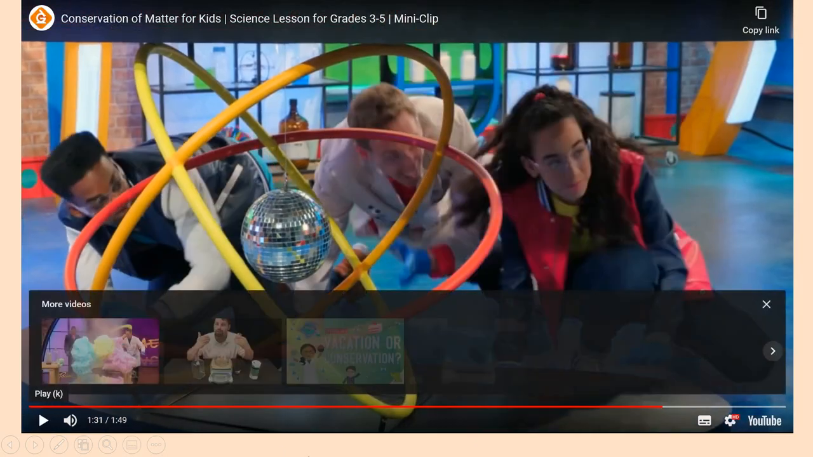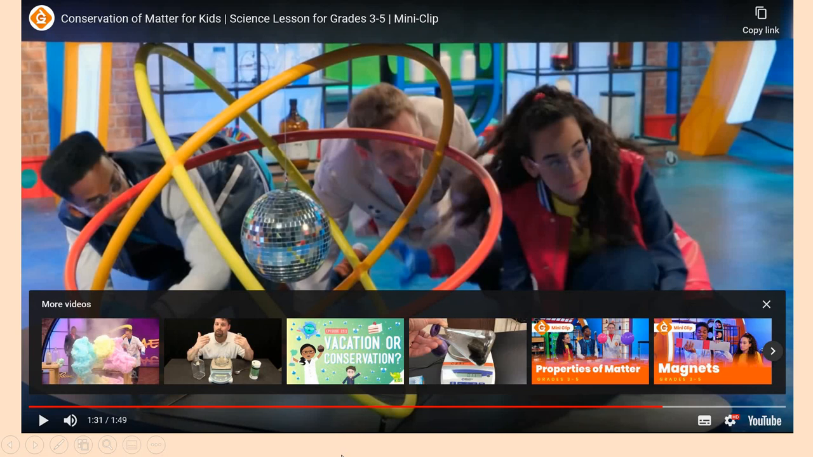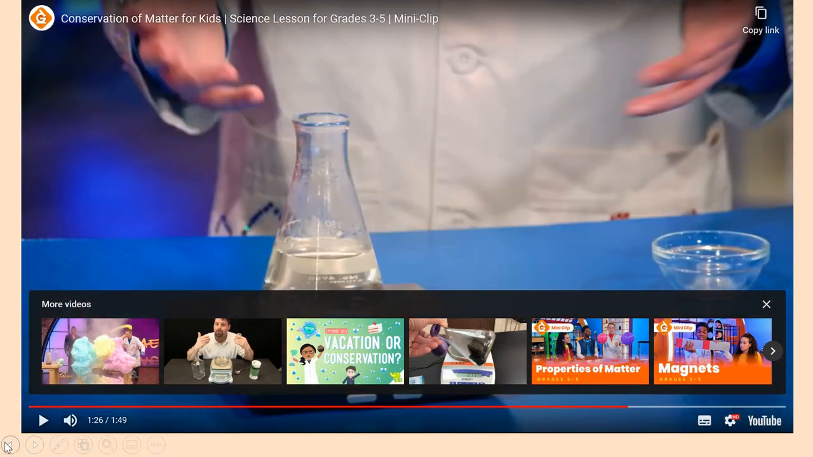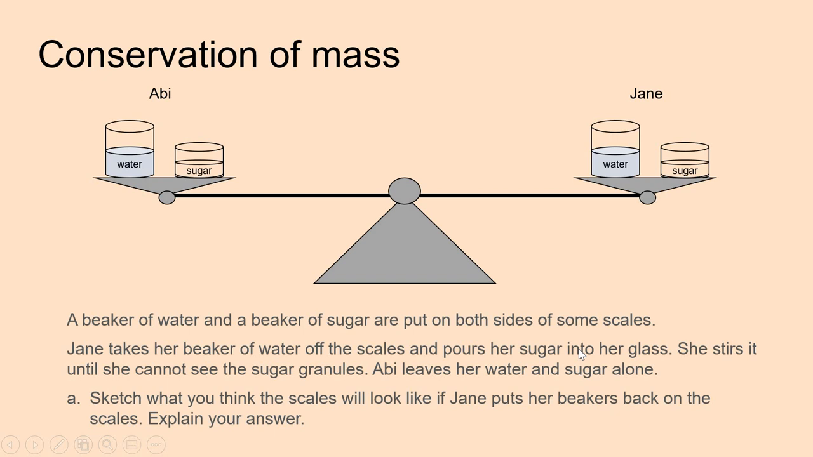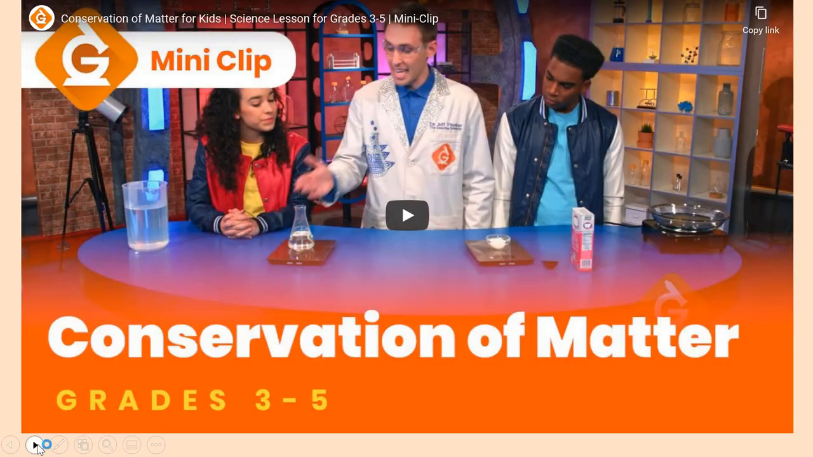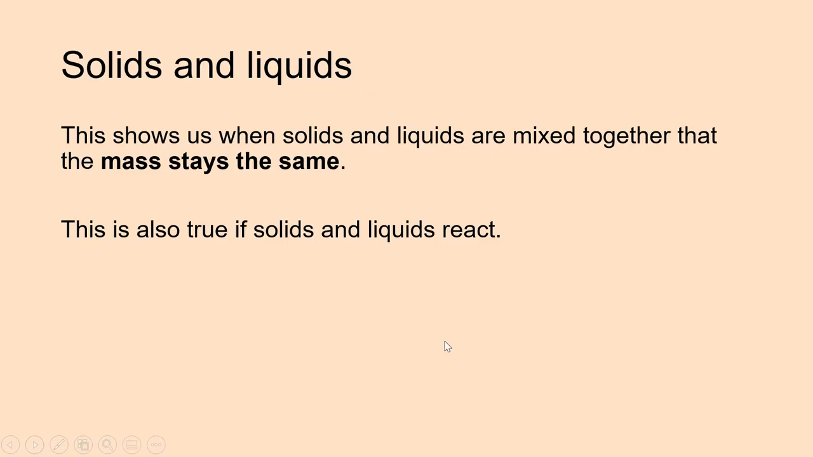So, that video helped us to know that if we look at this question again, even though Jane has now mixed her sugar in with her water, the scale should remain balanced because she has not changed the mass. The sugar is still there, even though she won't be able to see it anymore. So, the mass of her water plus sugar will be equal to the mass of Abby's water plus sugar. So, when solids and liquids are mixed together or they react, the mass stays the same.